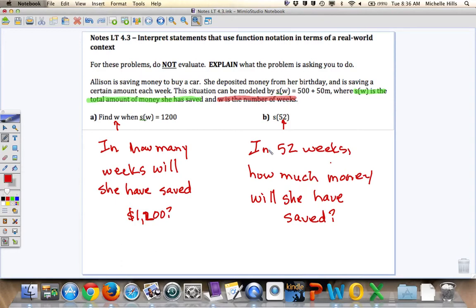So they gave me the weeks, they're asking how much money she saved or will she have saved. In the other case, they're asking for the weeks, but they're telling me how much money she saved. That's all you're doing on these problems. Do not plug numbers in and evaluate for an answer.